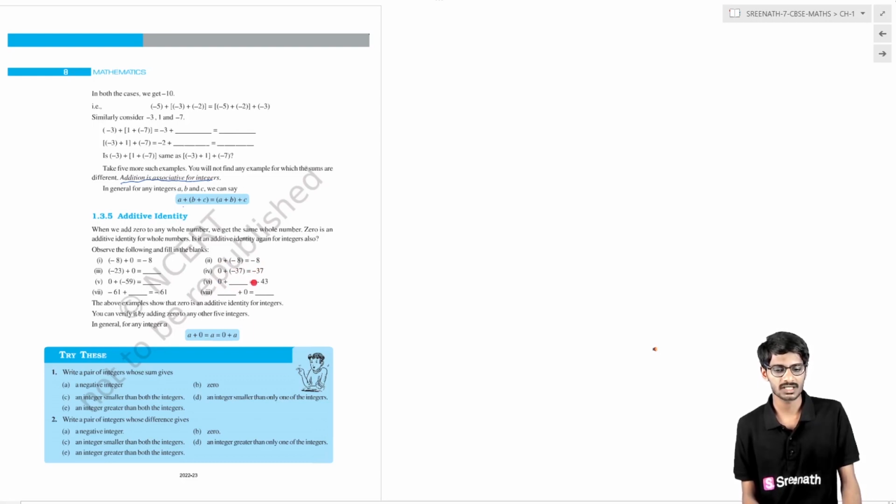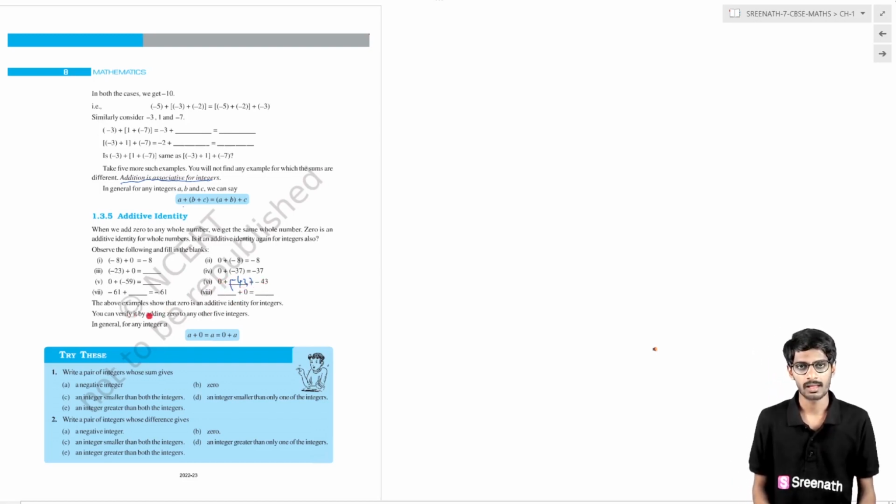Here 0 plus something is equal to -43. Then what might be the blank? It might be -43. Why? Because when you add 0 to -8, the result is also -8. When you add -23 to 0, the result is also -23. If you add 0 to anything, the answer will be that same thing. So for that reason, 0 plus -43 is equal to -43.